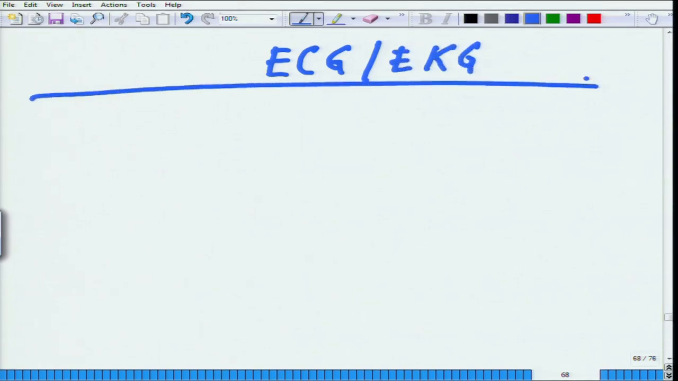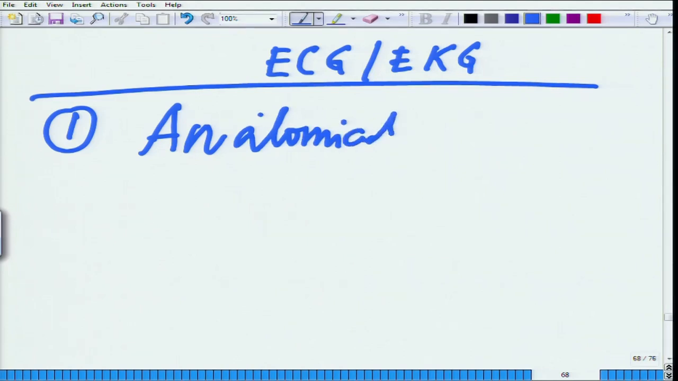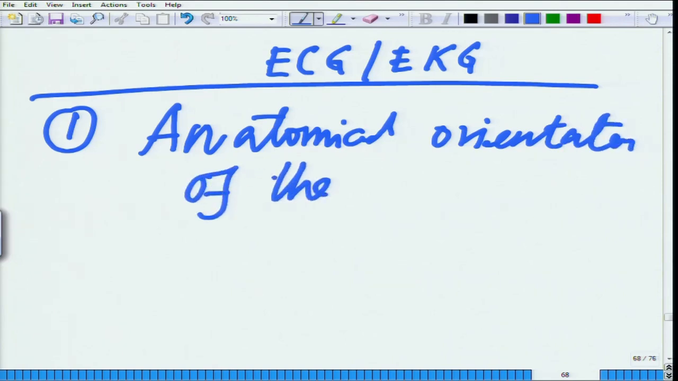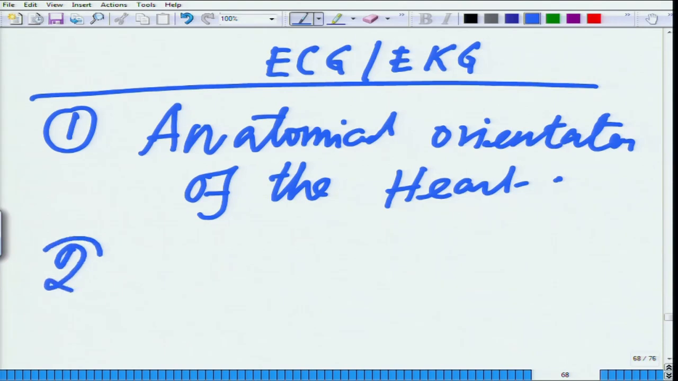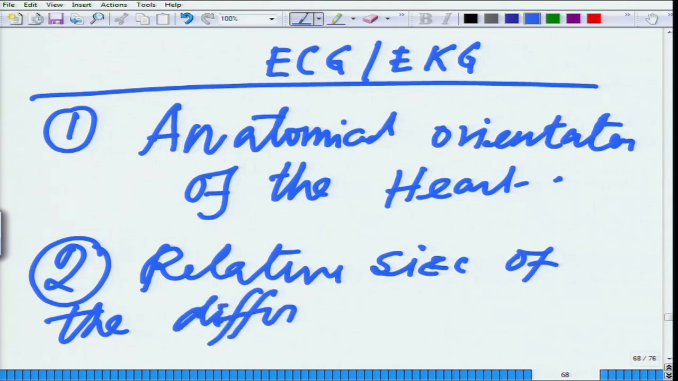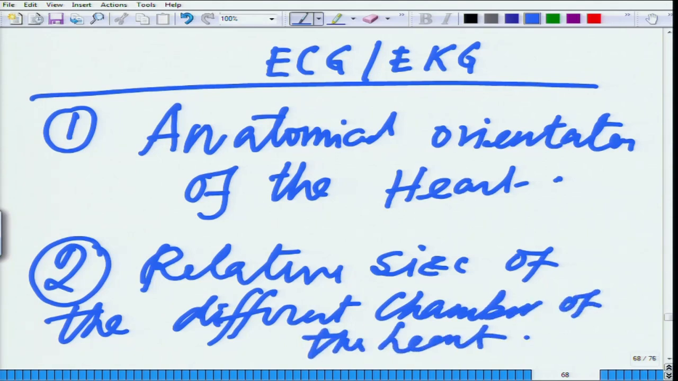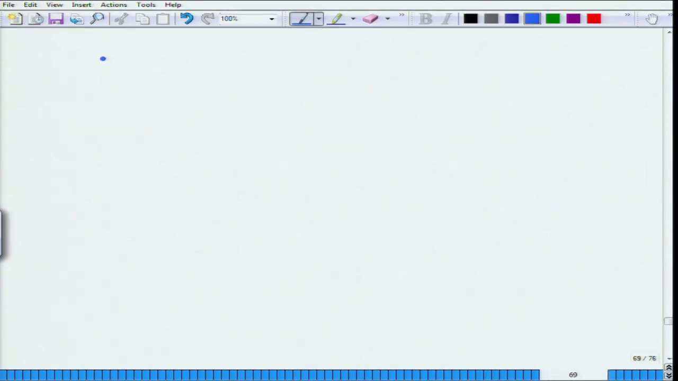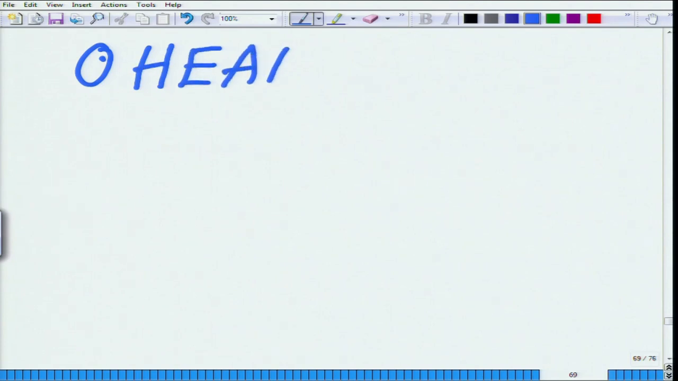These are the things EKG can tell you. First, and please be very careful on this one, the anatomical orientation of the heart. EKG can tell you this straight away. Second, the relative size of the different chambers of the heart. EKG can for sure tell you this. Third, the heart rate. EKG definitely can tell you this.